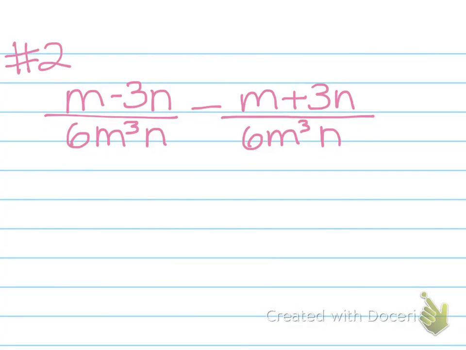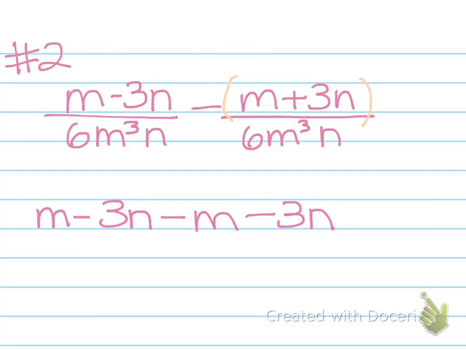Alright, this is our second example. Again, we have like denominators, so all I need to do is subtract these two rational functions now. Now here's the catch though, because we have a subtraction problem, we need to put parentheses so that in our final answer, when we write it all out, we have m minus 3n minus m minus 3n. Okay, we have to distribute that negative like we just did.